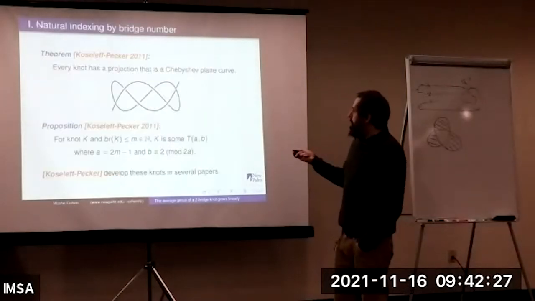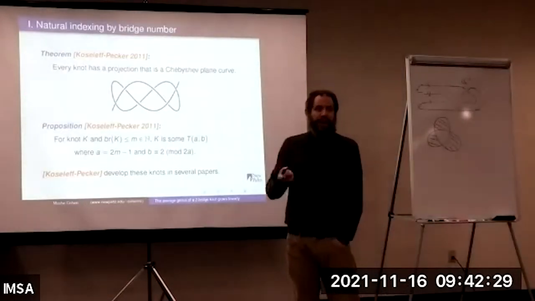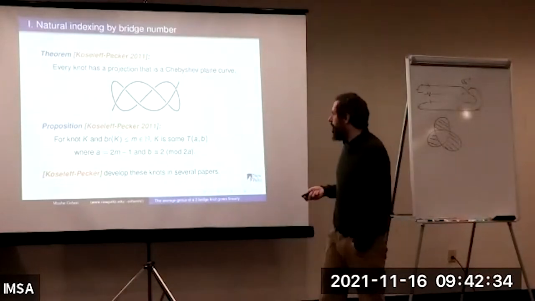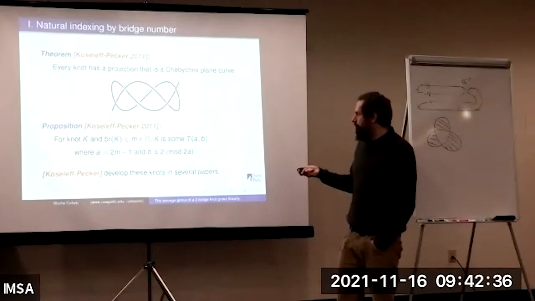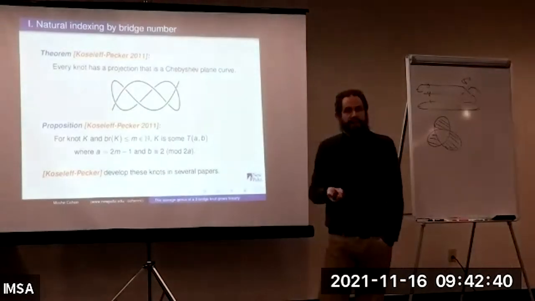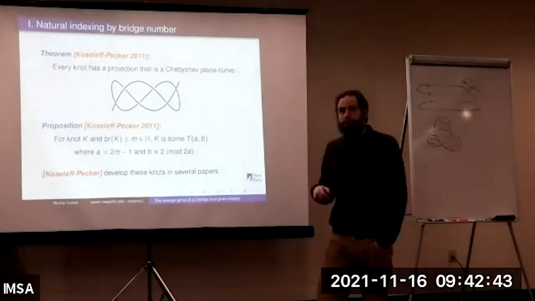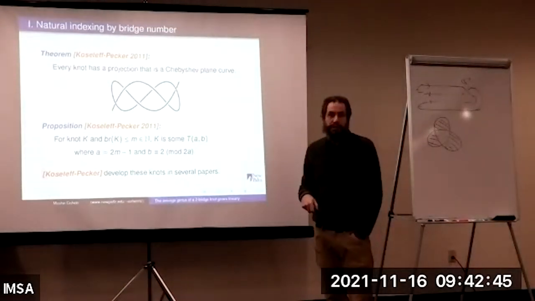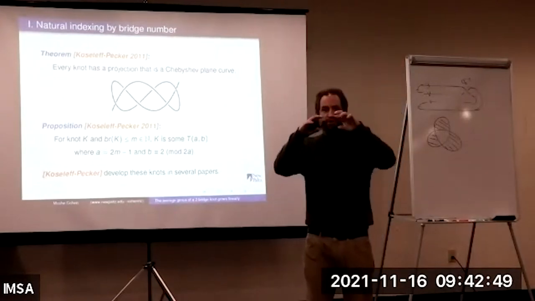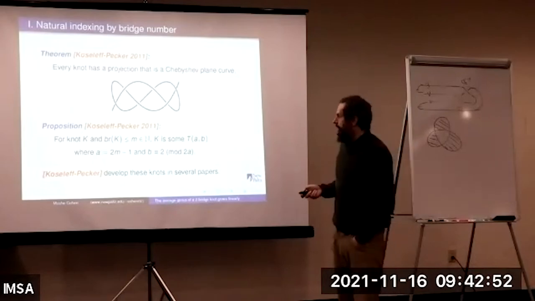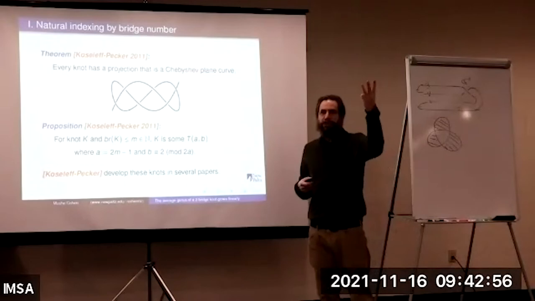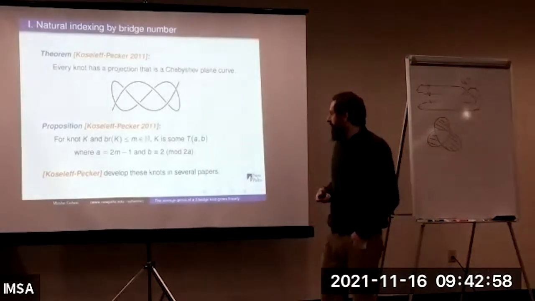So Pierre-Vincent Koseleff and Daniel Pecker show that every single knot can be drawn this way, which is good because now I want to use it as an equation. In particular, they also show that the bridge number is controlled by A. So when I take A equal to 3, I get all 2-bridge knots and 1-bridge knots. There is only one 1-bridge knot, and it's the unknot, which is just like a rubber band that is not knotted. So when A is equal to 5, I get 3-bridge knots and 2-bridge knots and 1-bridge knots, or the unknot.